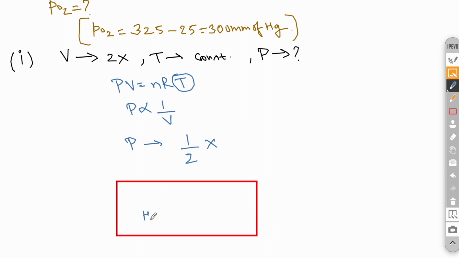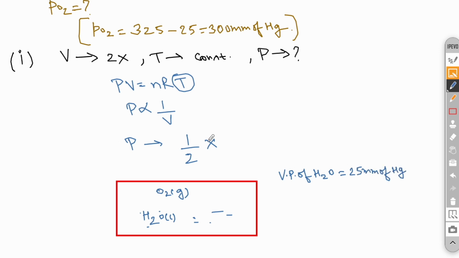So here we'll draw the container. It consists of water in liquid state as well as oxygen in gaseous state. Here we'll write the vapor pressure of water, which is 25 mm of Hg. It will remain unchanged. Why? Because temperature is kept constant.